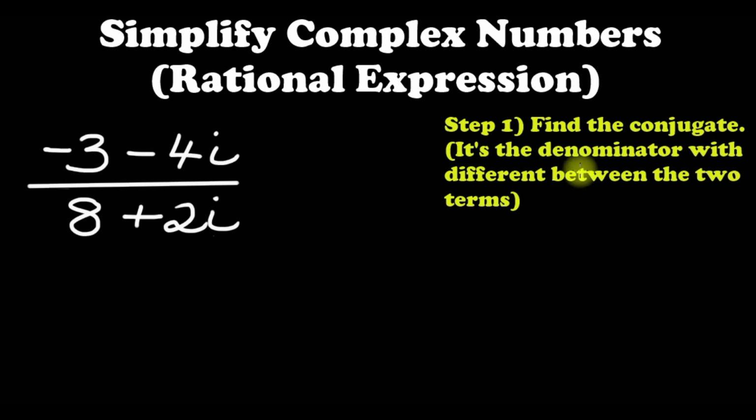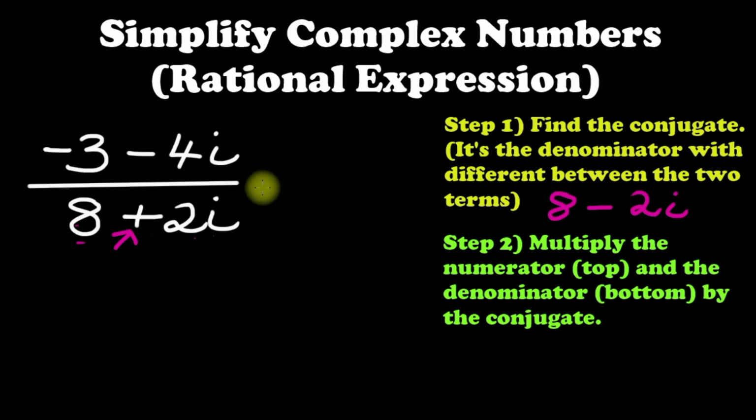conjugate. And to come up with the conjugate, it's the denominator with the difference between the two terms. So your denominator is 8 plus 2i. So your conjugate is going to be 8 minus 2i because it's the difference. Okay, so that's your conjugate.